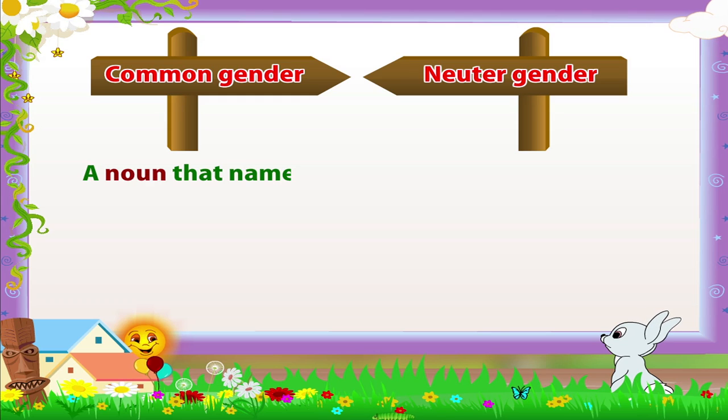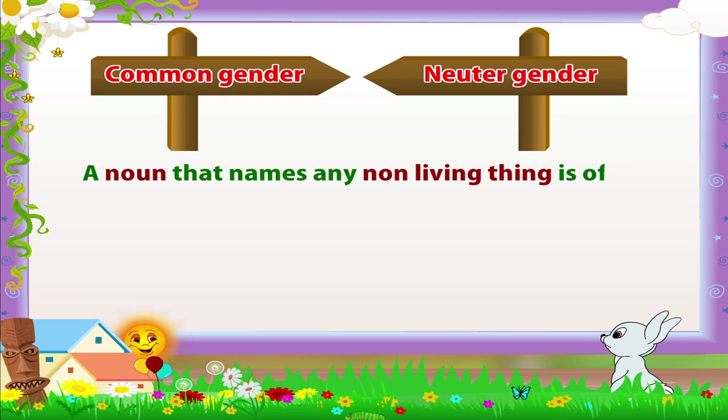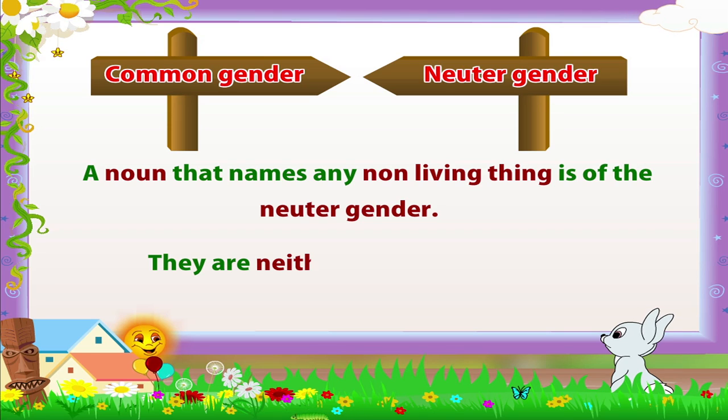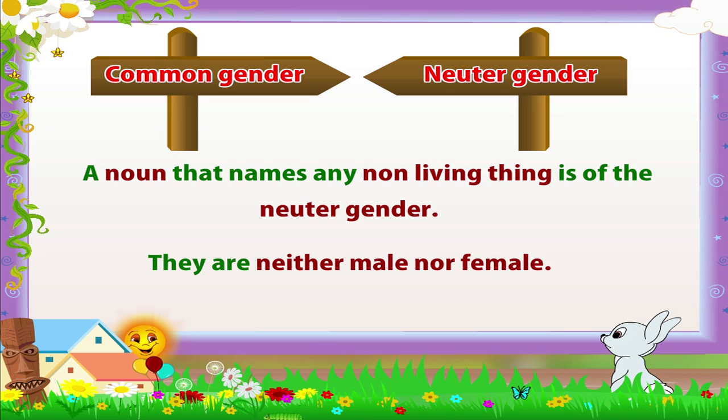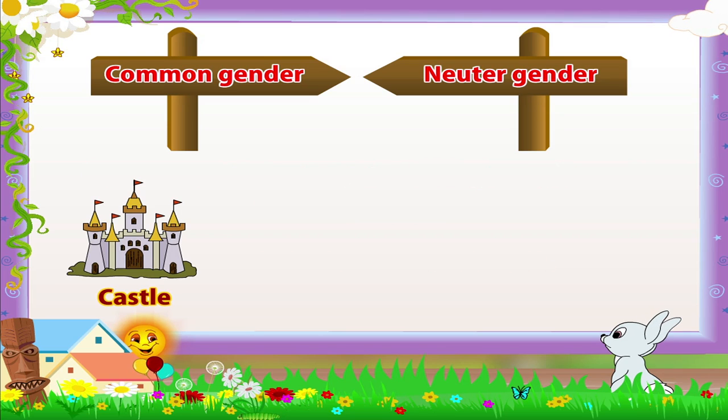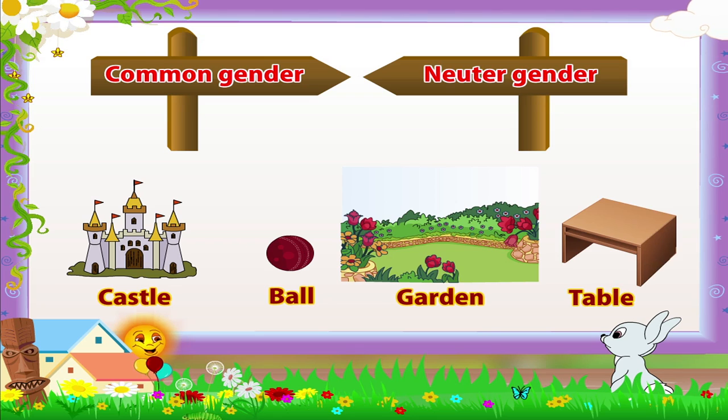A noun that names any non-living thing is of the neuter gender. They are neither male nor female. Castle, ball, garden, table are neuter gender.